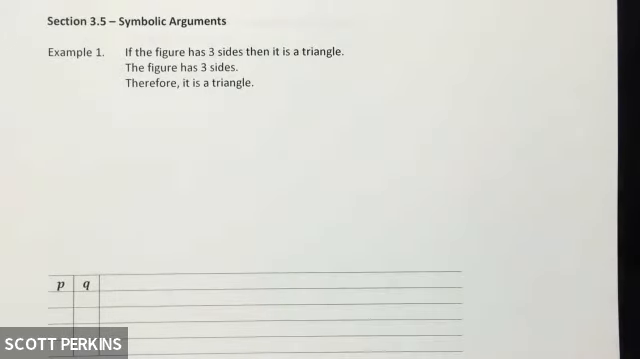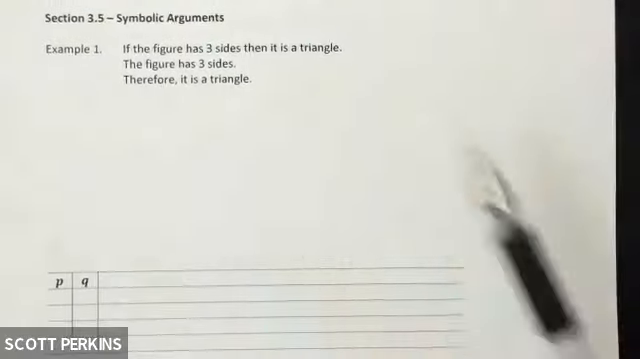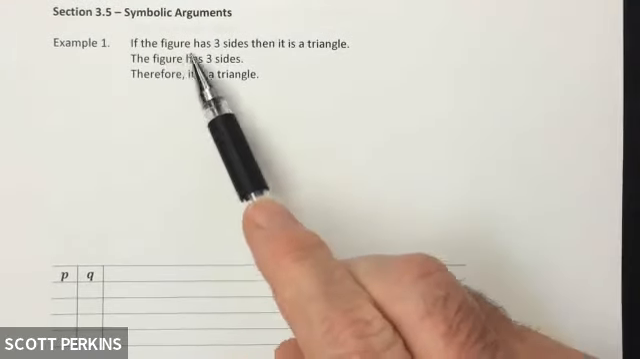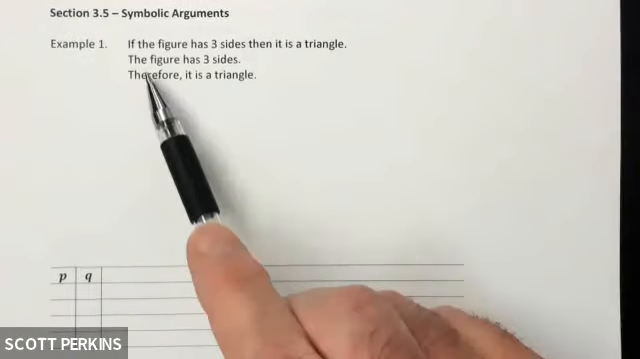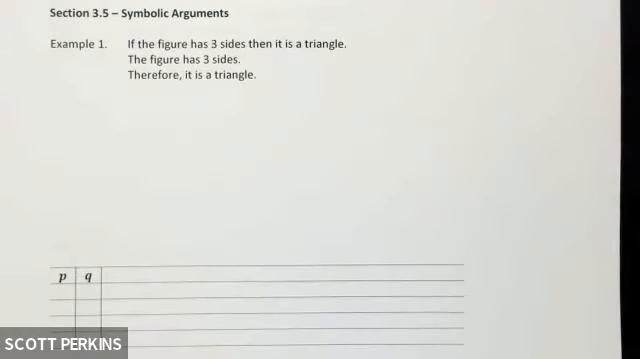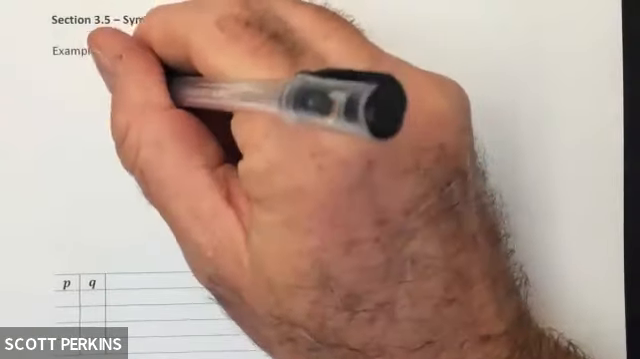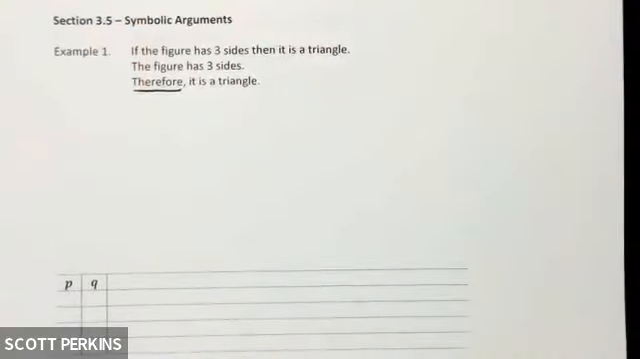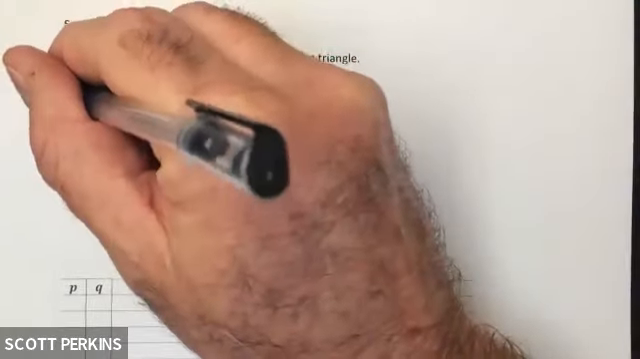Okay, so here is my example. This is the one that I'm going to do, and I'm going to do all the parts of. So if you have any question about this, let me know. So here is the argument. It says if the figure has 3 sides, then it's a triangle. The second statement is the figure has 3 sides. Then we see the word therefore. The word therefore tells you that that is the conclusion to the argument.